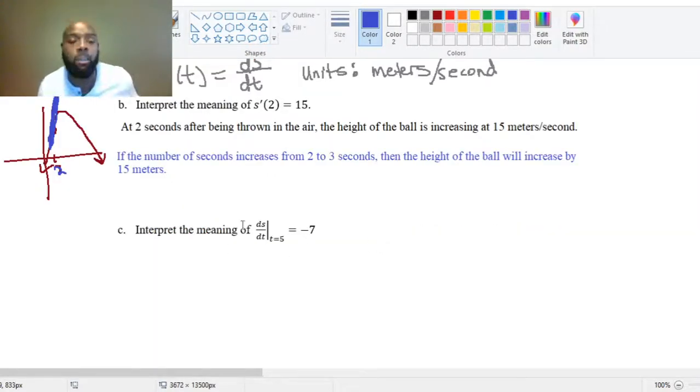Part C is very similar. It's basically asking me for s prime of t given t equals 5, or s prime of t such that t equals 5.